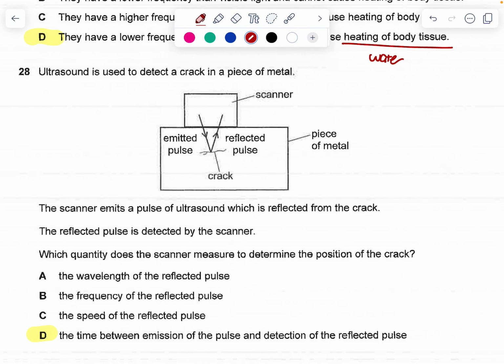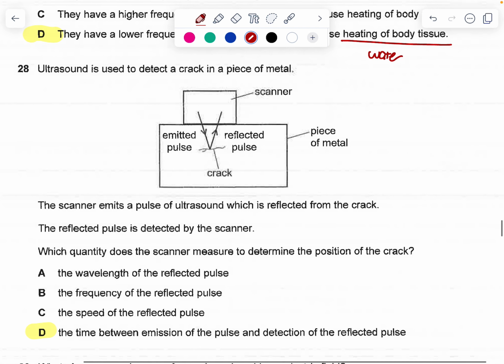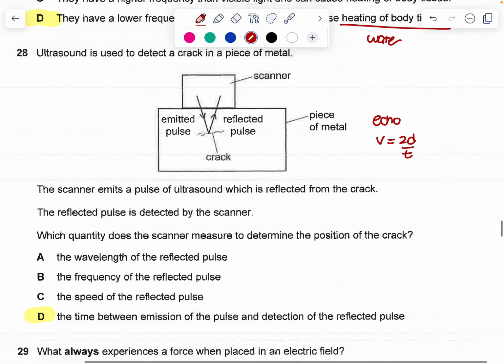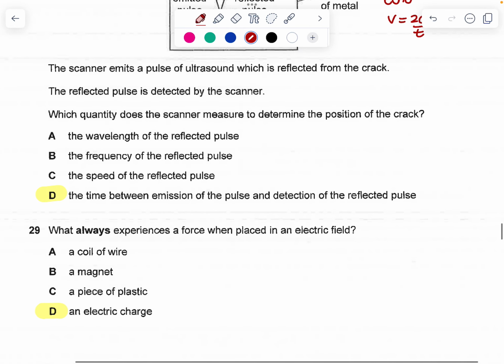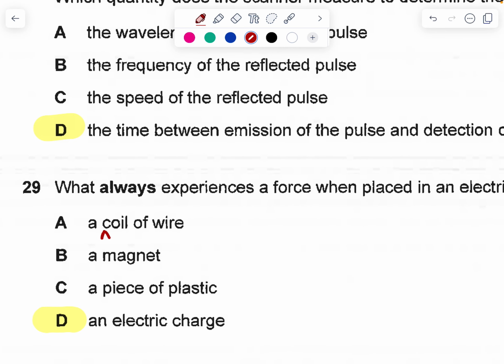Number 28. Sometimes they use ultrasound to detect cracks in metal. In this case, ultrasound, also known as echolocation, the formula given is v equals 2d over t. 29. What always experiences a force when placed in an electric field? A current-carrying coil of wire, or a piece of charged plastic. Else just an electric charge, positive and negative.